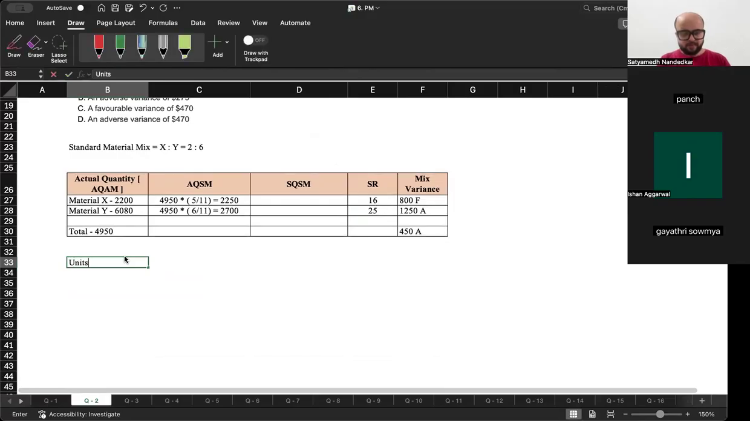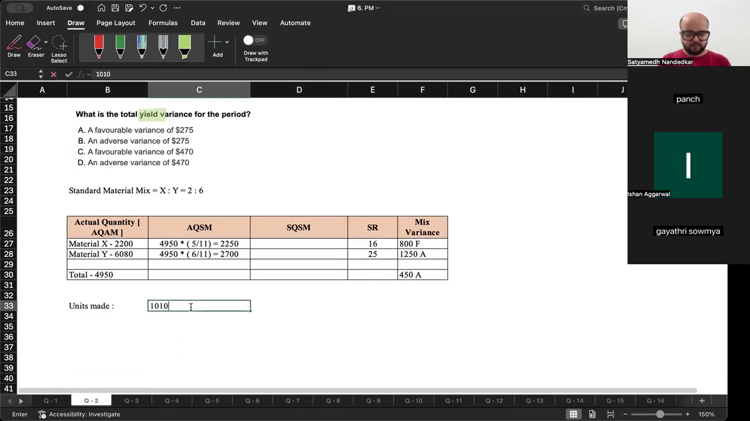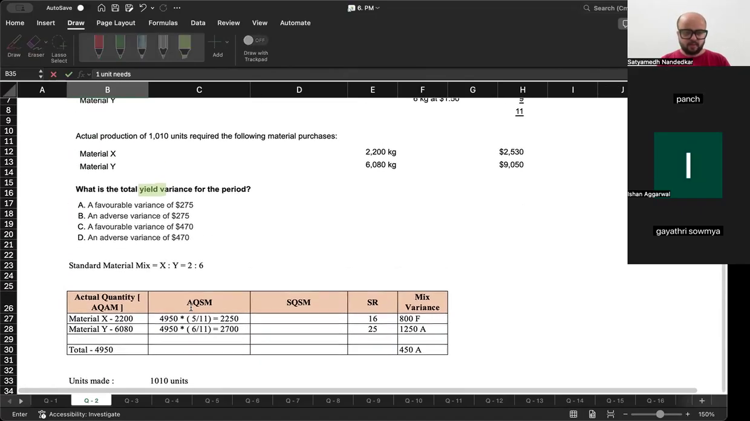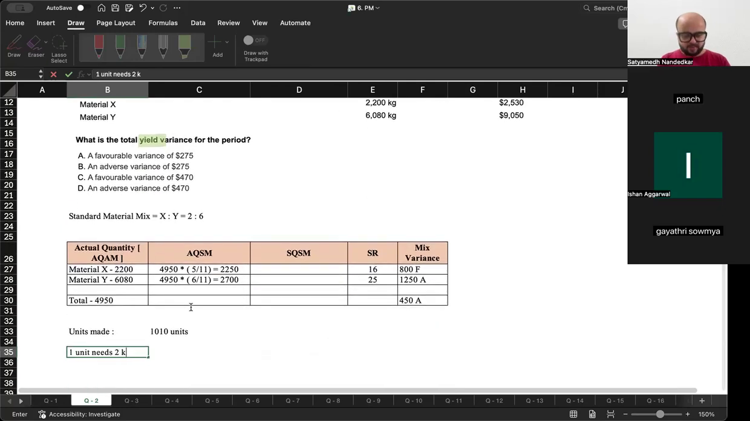Units made, how many? How many units were made? 1010. Now, one unit needs how much? One unit needs 2 kg of material X, and one unit needs 6 kg.